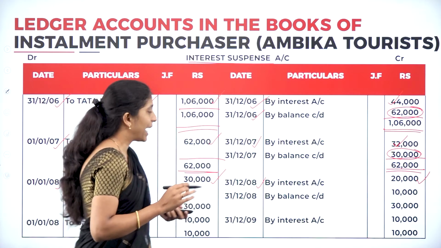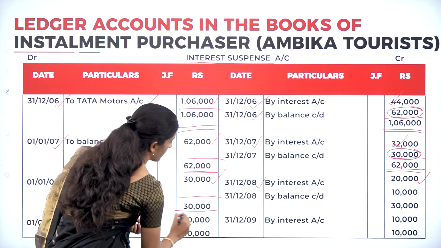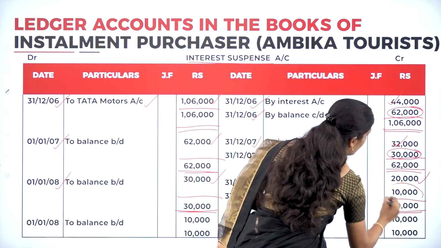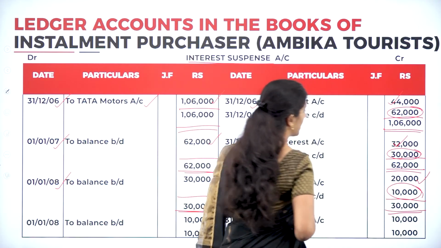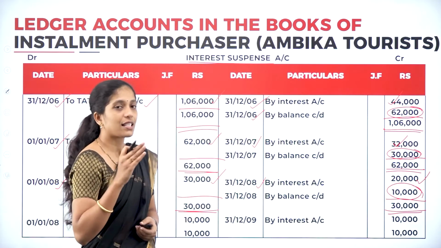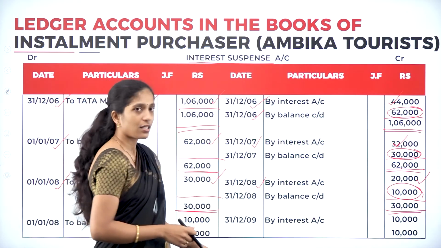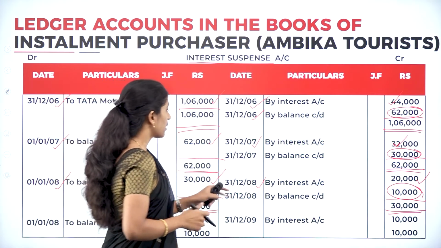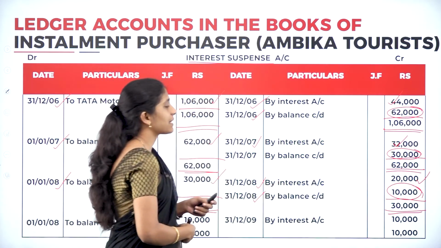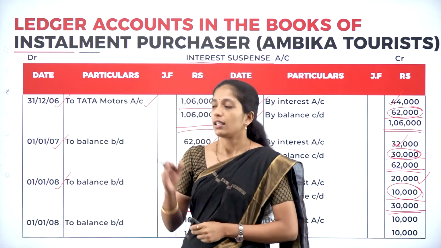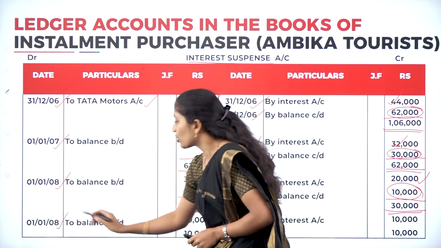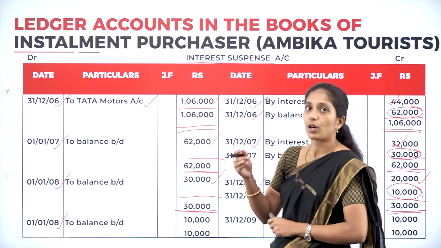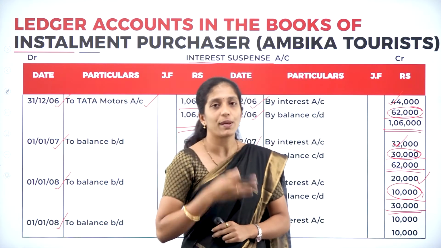Now as usual, balance both the sides. So in the debit side, it is 30,000, whereas in the credit side, you will get a balancing figure of 20,000. That is 30,000 minus 20,000, you get a balancing figure of 10,000. That amount has to be carried down for the next year. 31st 12/08 by balance carried down 10,000. Now come to the last year, 1108, to balance brought down how much? 10,000. So whatever the amount you have carried down, that has to be brought down.